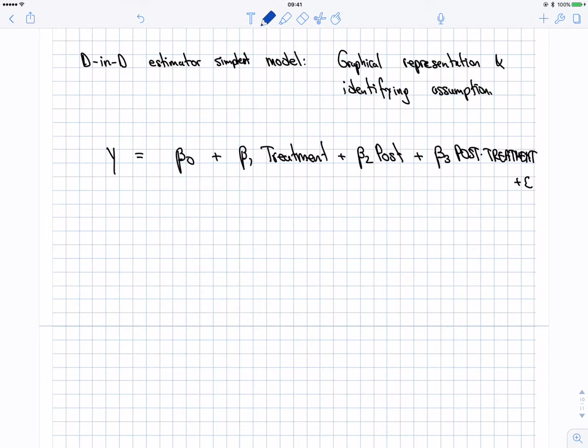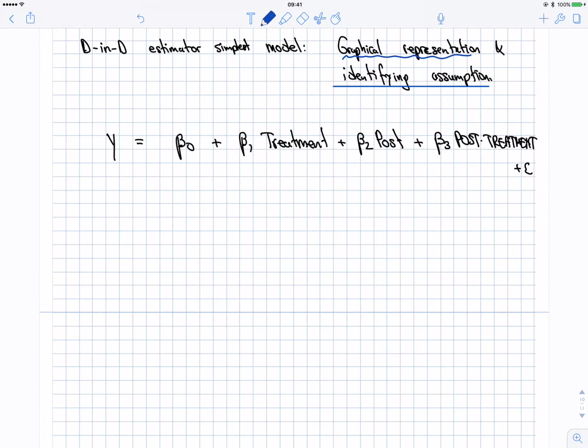In this next video, what I'm going to focus on is the difference-in-differences estimator, but now I'm going to give you a graphical representation of it and talk about the identifying assumption. The main identifying assumption is the parallel trend assumption.